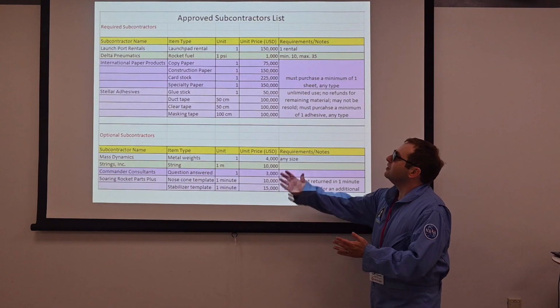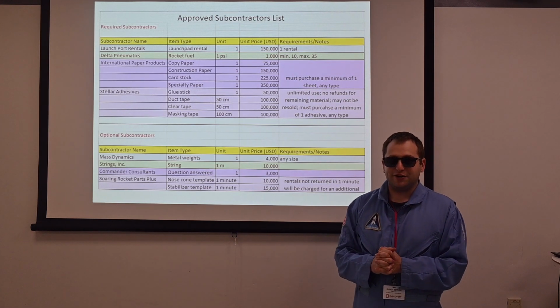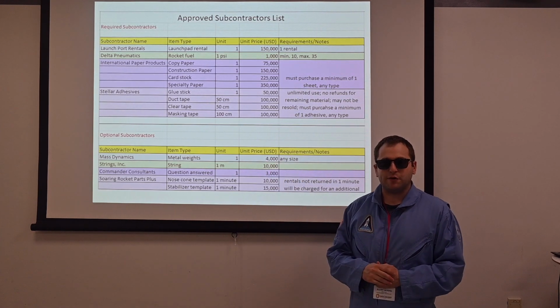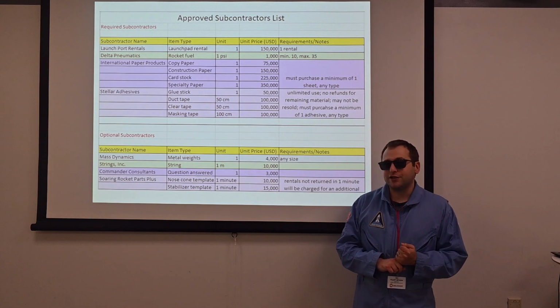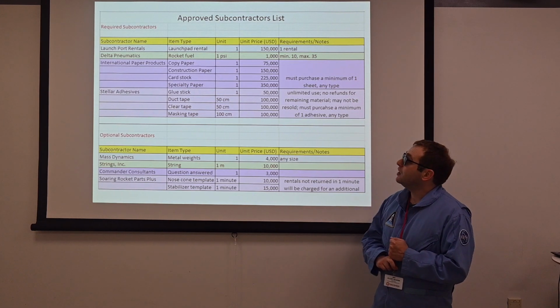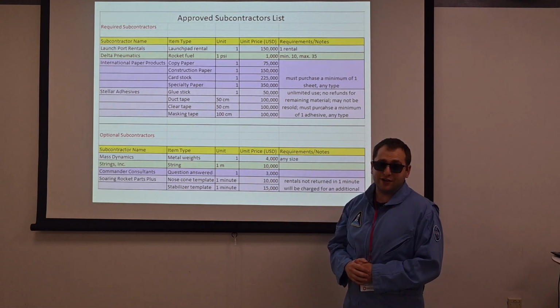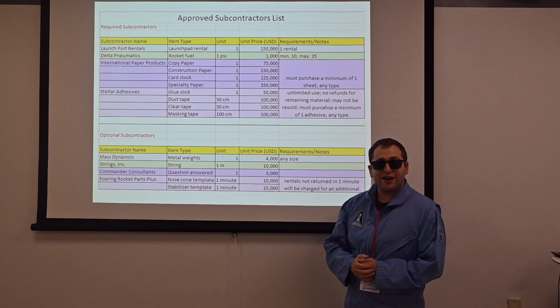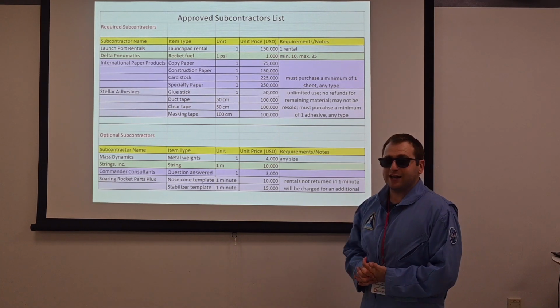Now finally, here is your subcontractor list. These are the things you're going to have to purchase. Every team must purchase a rental of the launch pad. A rental of the launch pad will cost you $150,000. If you don't write a check for the rental of the launch pad, you will not get to launch today.